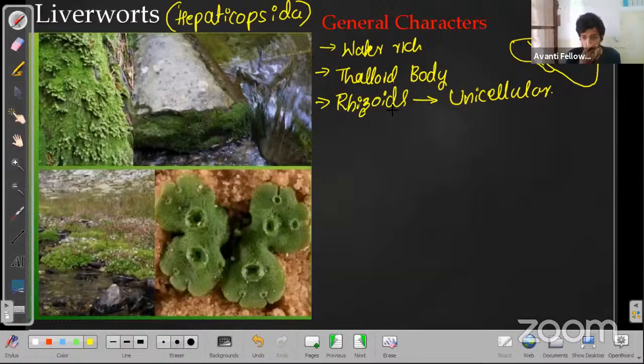That's what I explained here, Agneya, right? This somewhat looks like a liver. That's why we call it liverworts. Okay, closely pressed to the substratum. These are attached to the substratum through the unicellular rhizoids. These show dichotomous branching. Okay, dichotomous branching.